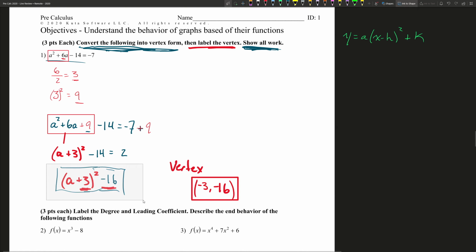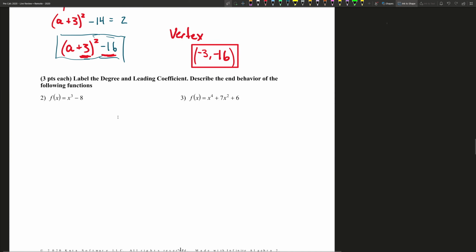We factor, we simplify, and then we pull out the vertex. Okay, so that is question number 1. All right, moving on to number 2.